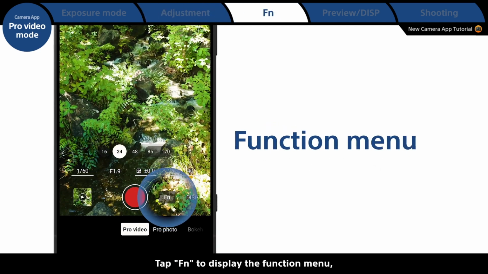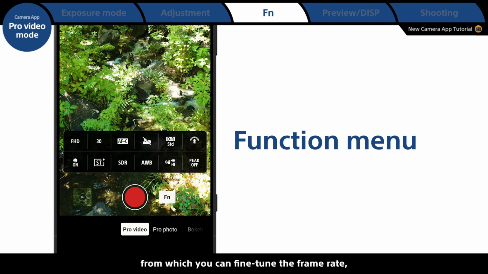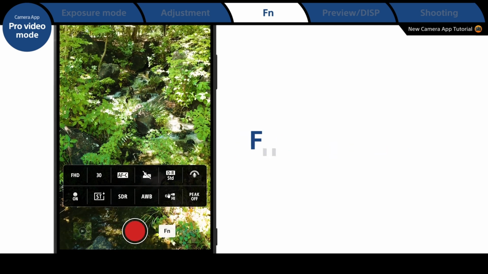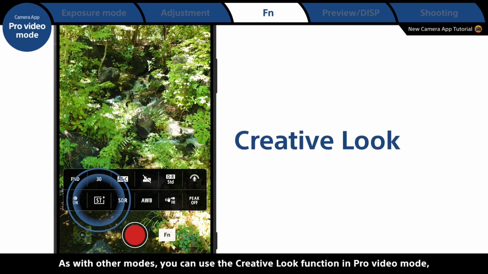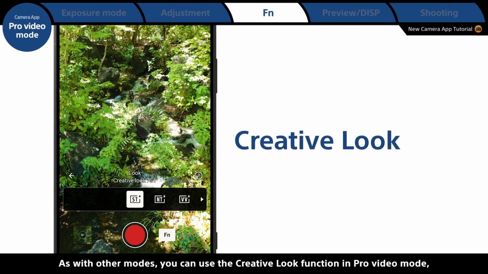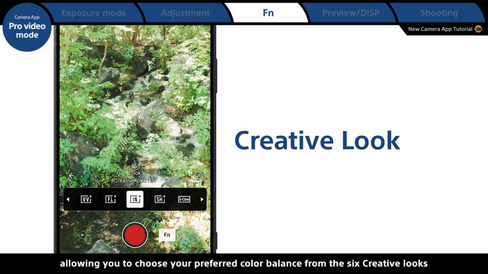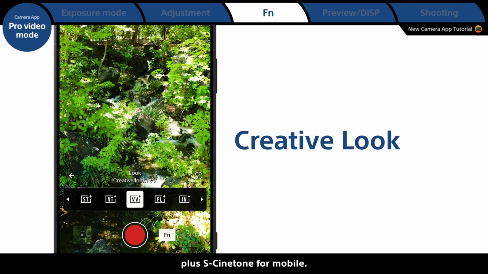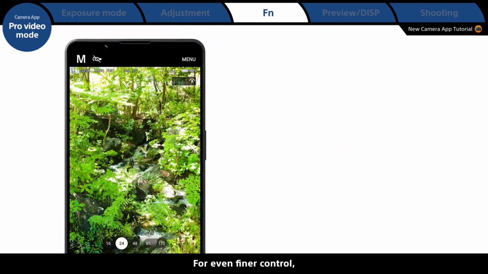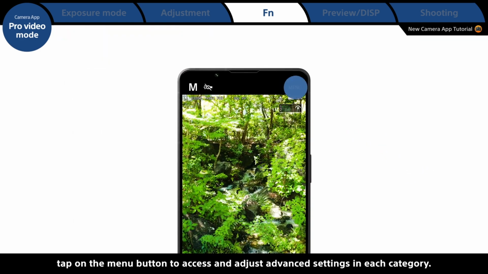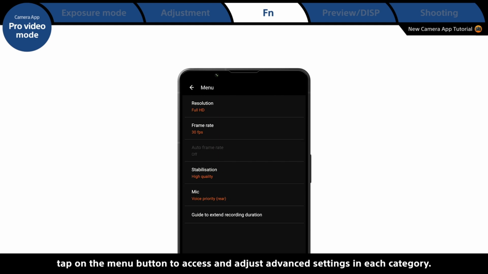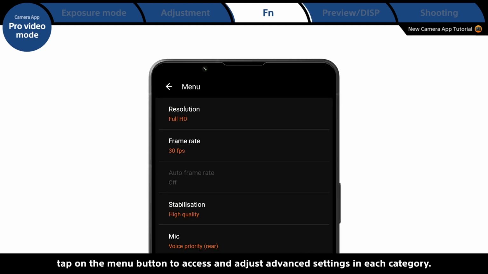Tap Function to display the function menu, from which you can fine-tune the frame rate, microphone settings, eye autofocus, and more. As with other modes, you can use the Creative Look function in Pro Video mode, allowing you to choose your preferred color balance from the 6 creative looks, plus S-Cinetone for mobile. For even finer control, tap on the menu button to access and adjust advanced settings in each category.